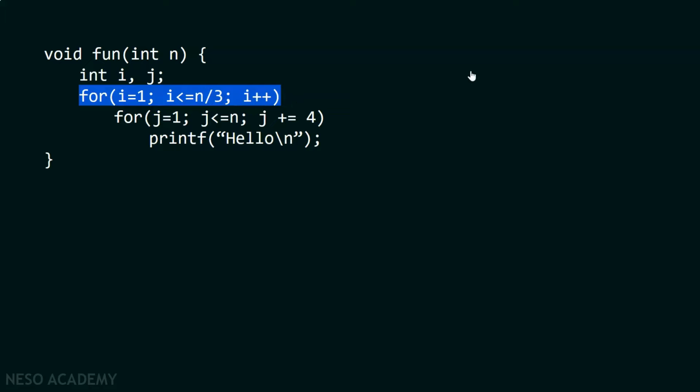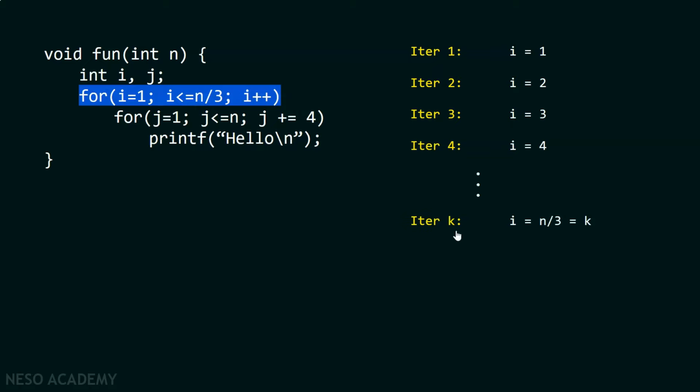So you can clearly say that in the iteration number 1, i is equal to 1. In the iteration number 2, i will be 2 because we are incrementing by one step. In the iteration number 3, i will become 3. In the iteration number 4, i will be 4 and so on. If you run this up to iteration number k, then I can say that i is equal to n by 3, which is equal to k, because in the last iteration, i is equal to n by 3. We are assuming that we are running up to k iterations. That's why i is equal to n by 3 is equal to k.